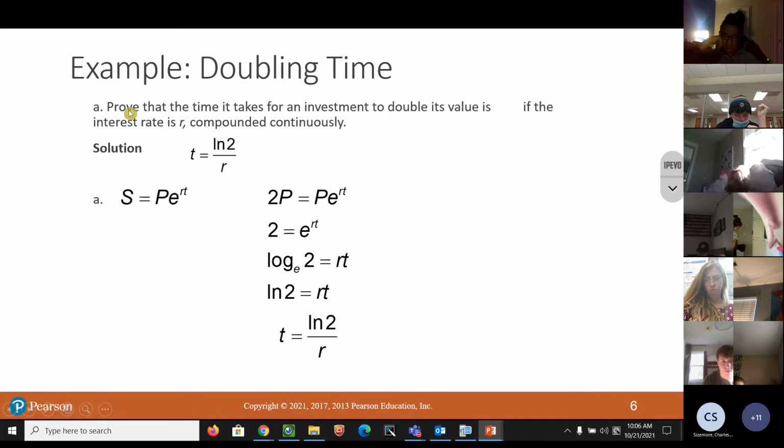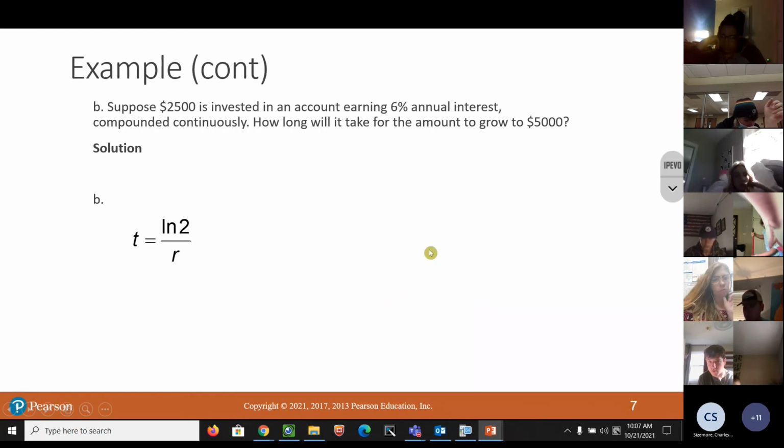So what they're saying proves. Take this, and instead of S, you say 2P, because that's double its value, 2 times the principal. So 2 times the principal is equal to Pe^(rt), and then the P's cancel. And then you get it right here, and that's the definition of a logarithm. Should you be able to see the definition of a logarithm? Yes. By the time you finish the homework, you should be able to see the definition of a logarithm like this right here. And it's not going to come by osmosis, and it's not going to come by you not paying attention in class. It's going to come by you doing problems over and over and over.